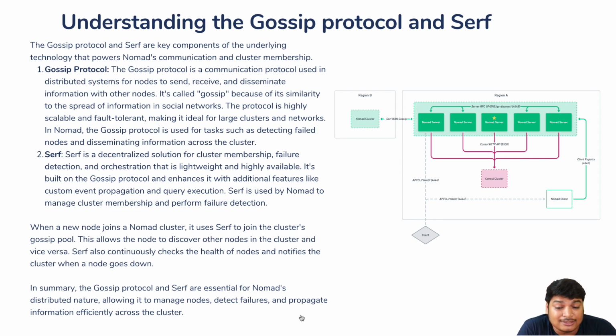Serf is a decentralized solution for cluster membership, failure detection, and orchestration that is lightweight and highly available. It's built on the Gossip protocol and enhanced with additional features like custom event propagation and query execution. It is used by Nomad to manage cluster membership and perform failure detection. So Gossip is a protocol, and Serf uses this Gossip protocol.